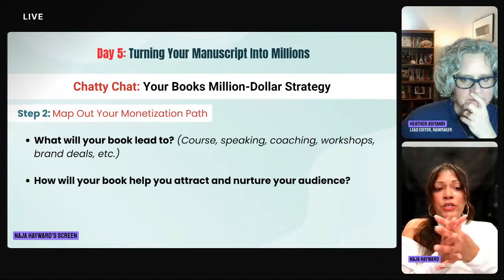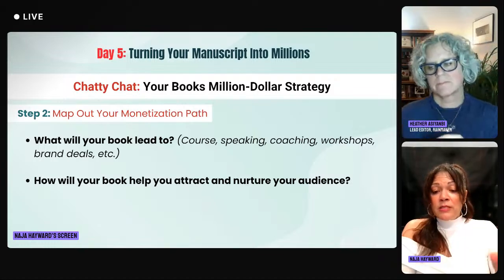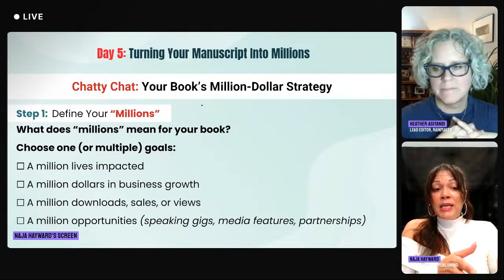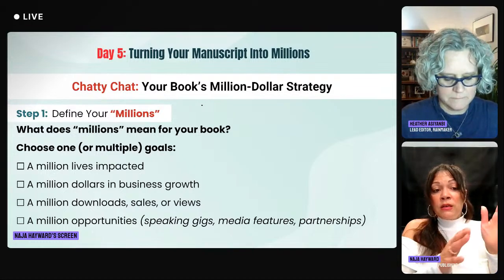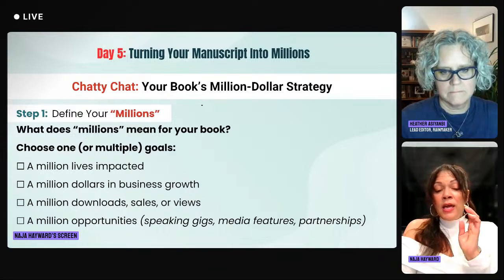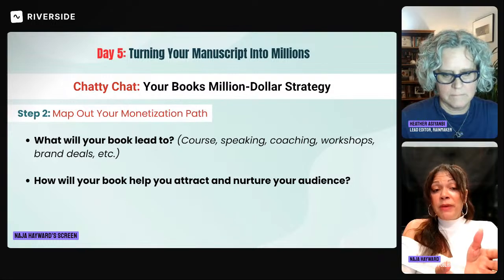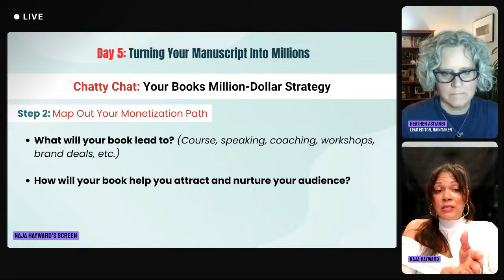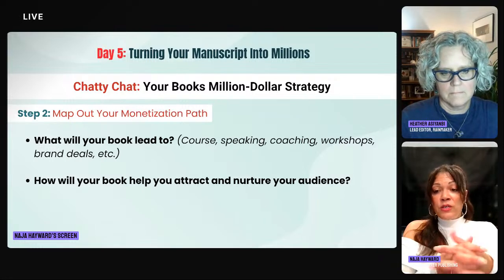Okay, step 2 is you're going to map out your monetization path. So for Miss P, hers is speaking engagements. So her first one is making an impact, right? So her first millions is impact, and then her monetization path is speaking engagements, right? So what will your book lead to? Is it going to lead to courses, speaking, coaching, workshops, brand deals, etc.?